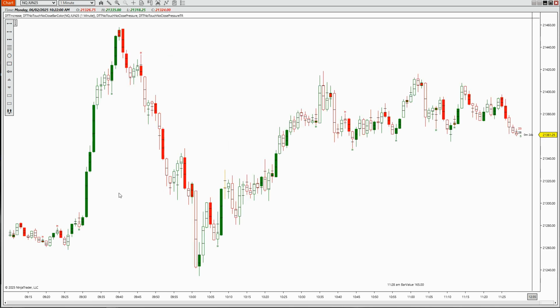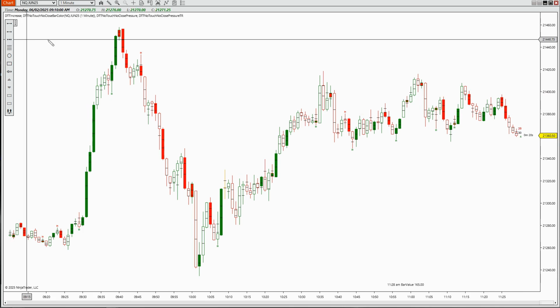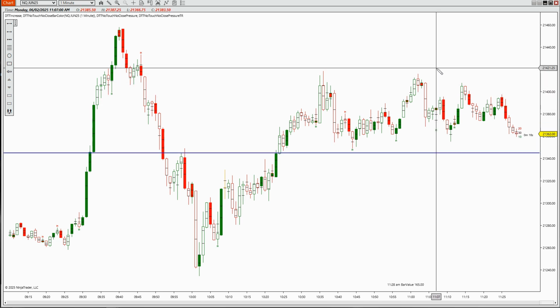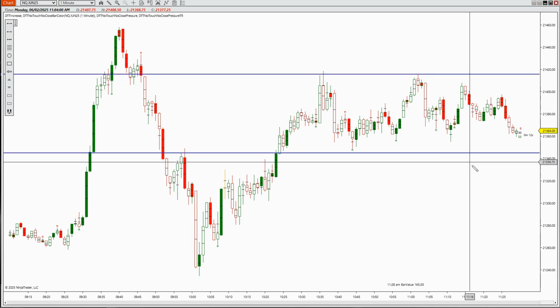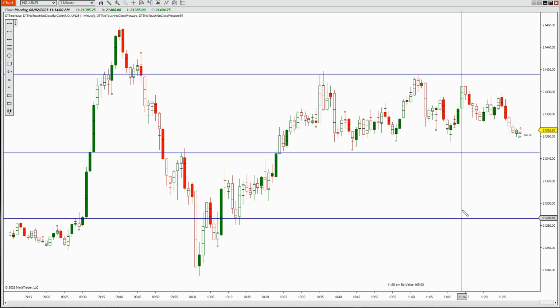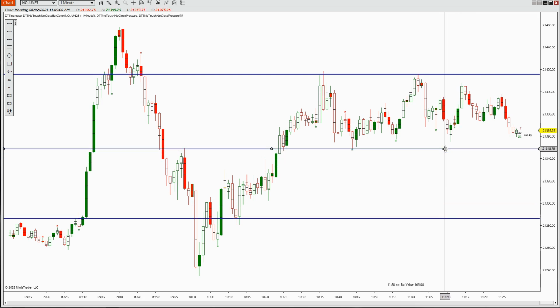All right, so I'm going to leave those lines there, and we're going to get a couple of our own. I'm not going to add the chart scale to it. I'm just going to throw a couple lines in here, and I'll move them around so you can get a feel for what it is that I'm doing. And that's pretty much it in a nutshell, my friend. So that's how I'm deriving these levels.